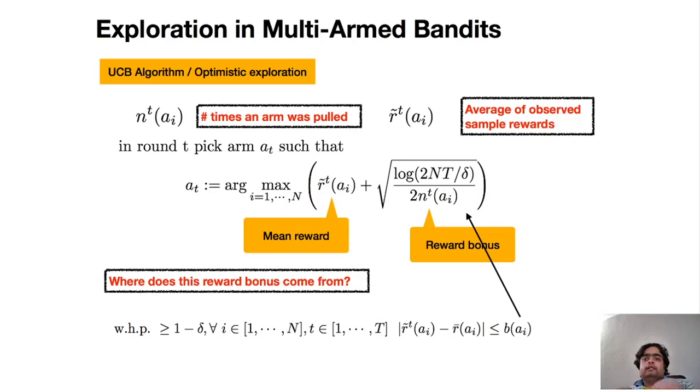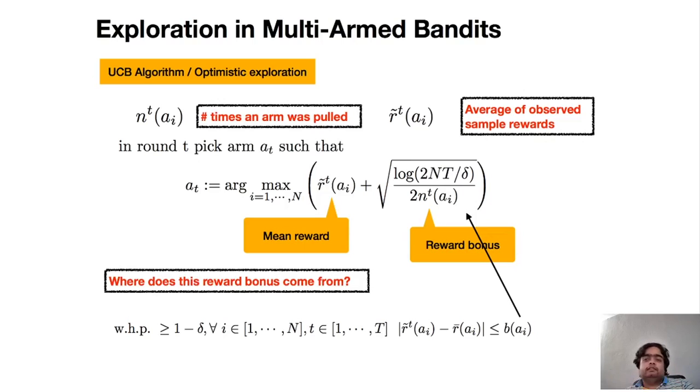So what we can do here is say that with high probability, which is more than 1 minus delta, for all possible arms 1 to n, that is index i, for all possible time steps 1 to t in the interval you are looking at the regret, this reward bonus that you're adding is basically the bound you would obtain for a high confidence bound coming from Hoeffding's inequality. So R tilde t is close enough to R bar a_i, which is the actual mean reward for that arm, and the difference is bounded by B of a_i, where B of a_i is given by this quantity.